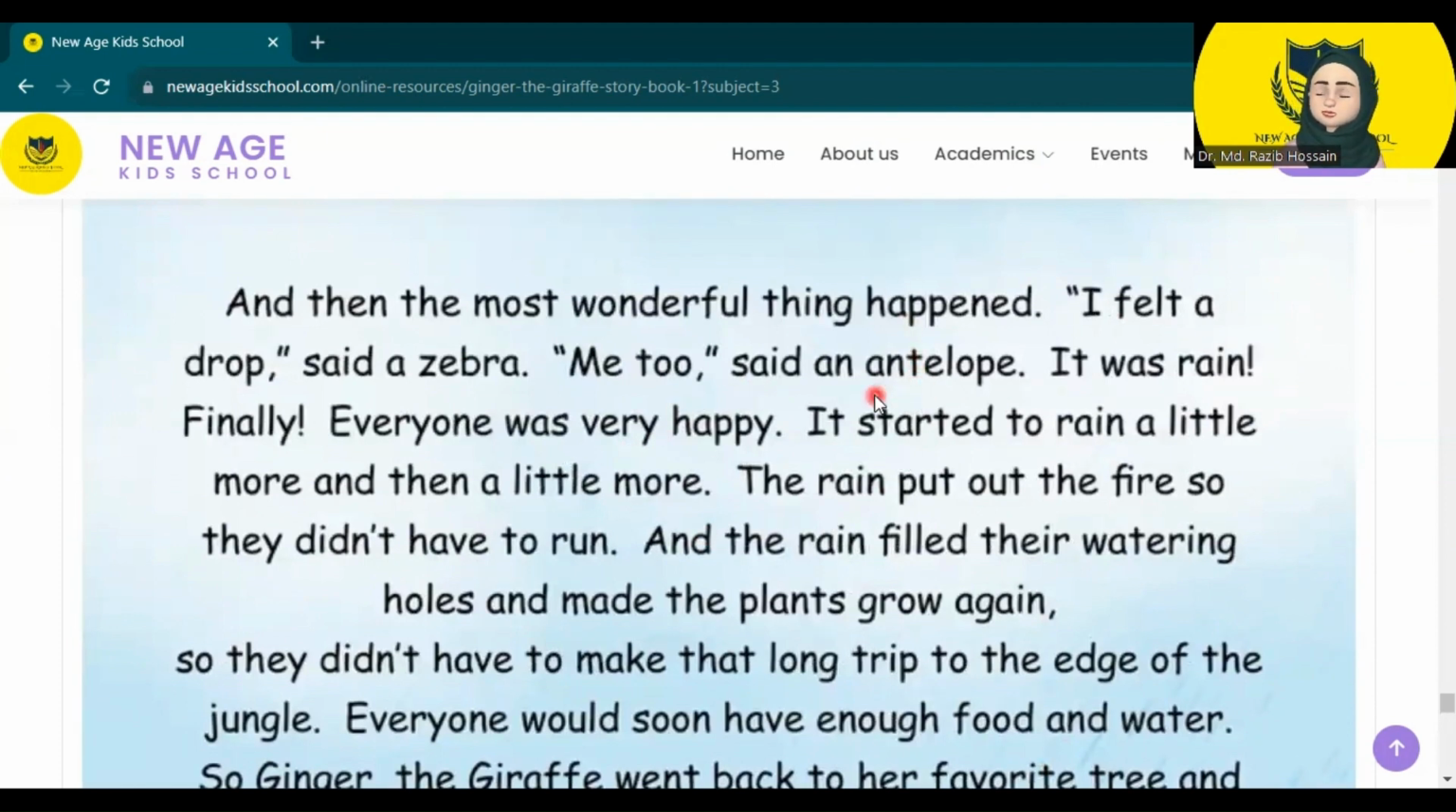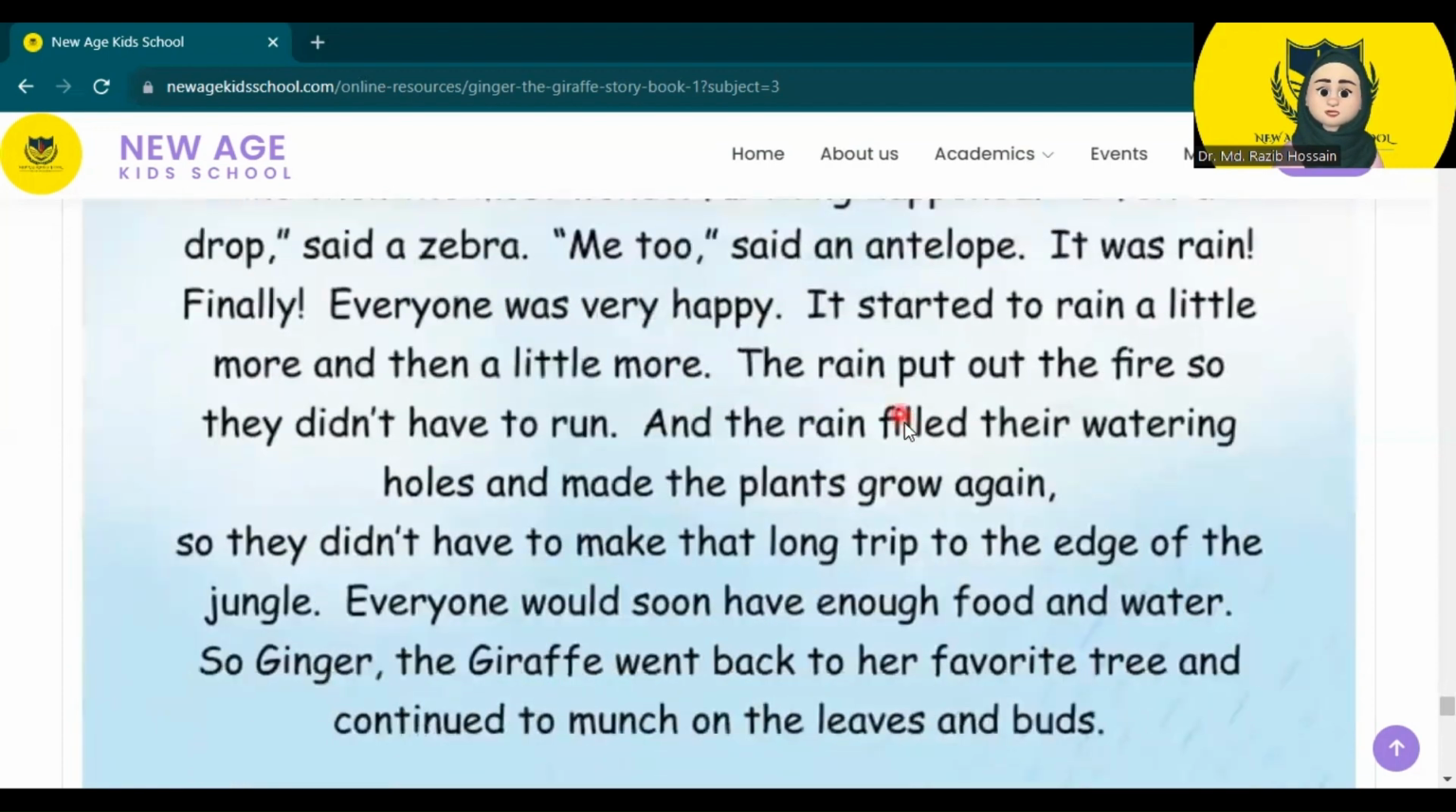learned that while they were standing in that safe place, a zebra felt a drop. Then an antelope also felt a drop, and they saw it was raining. Everyone was so happy that finally it was raining. The rain stopped the fire, and they did not have to run and go to the edge of the jungle because it was raining, and soon they will have enough food and water because the plants were growing again. After all this, Ginger the giraffe went back to her favorite tree, and she continued to munch on the leaves and eating her leaves and buds.